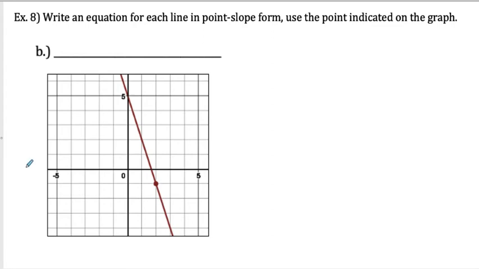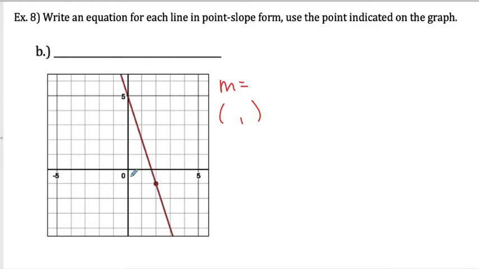So I would like you to hit pause, find the slope and the point on examples both B and C. Try them both. Write the equation. When you're done with B and C, hit play. All right, let's see how you did.